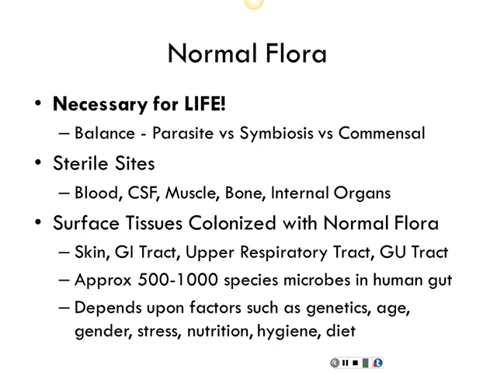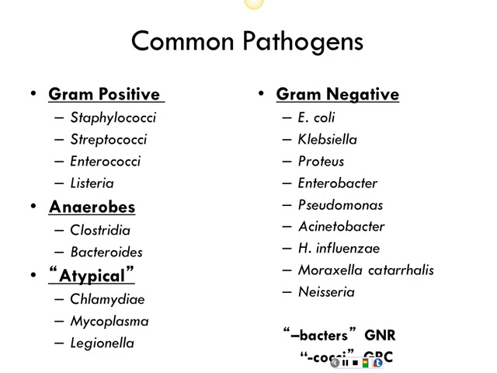Versus a wound culture, a sputum culture, a stool culture, where we use special media that select for what normal flora we would expect to see in those cultures. So anyway, I don't know really what I was getting to with this slide, but what I said was more important. Common pathogens: from a gram-positive standpoint, staph, strep, enterococci, and listeria for meningitis. Anaerobes: clostridia and bacteroides are the main players. Atypicals: chlamydiae, mycoplasma, legionella. Then gram-negatives: the enterobacteriaceae, then pseudomonas, acinetobacter, H. influenzae, Moraxella catarrhalis for upper respiratory illnesses, and then neisseria, again, for meningitis.